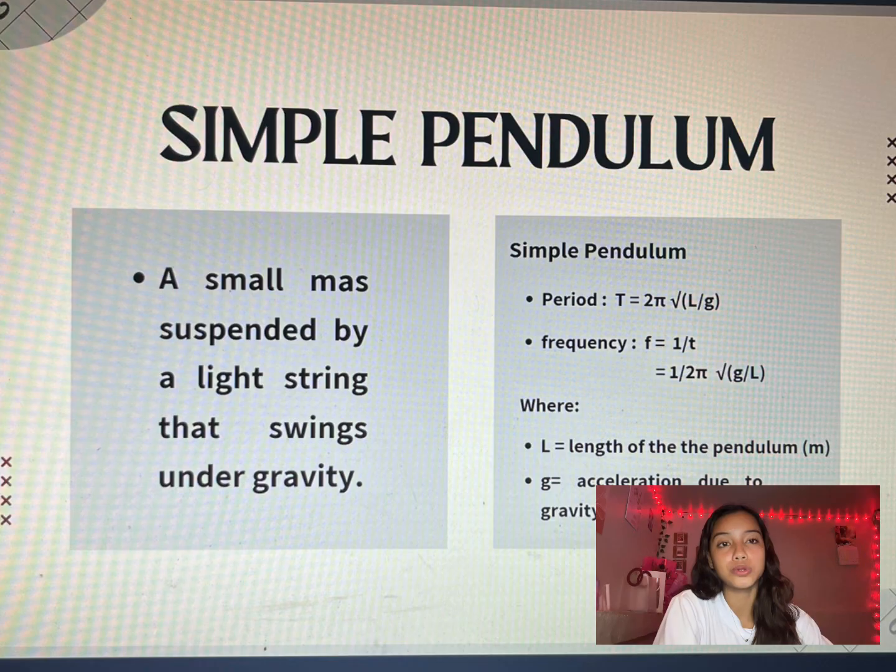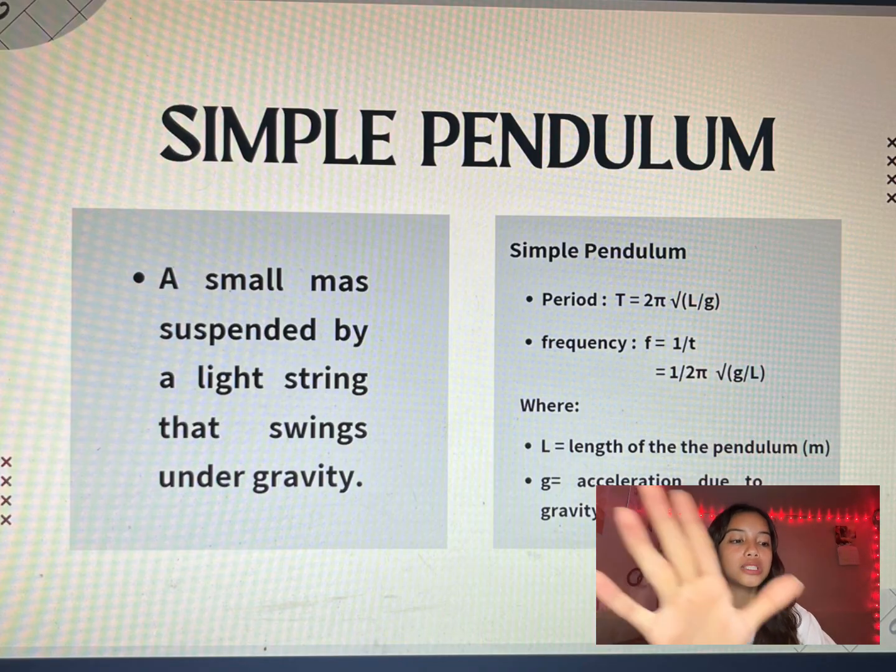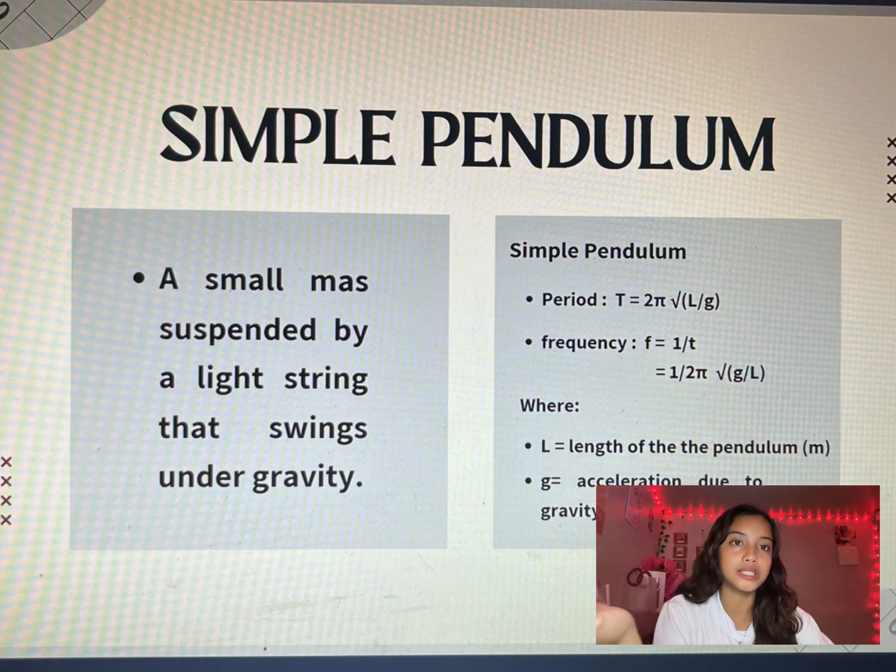T equals 2 pi square root of L over g, or length over gravity, where L is the length of the pendulum in meters and g is the acceleration due to gravity, 9.8 meters per second squared. The frequency f is the number of swings per period, and it is the inverse of the period. This shows that a longer pendulum swings slower while a shorter one swings faster.